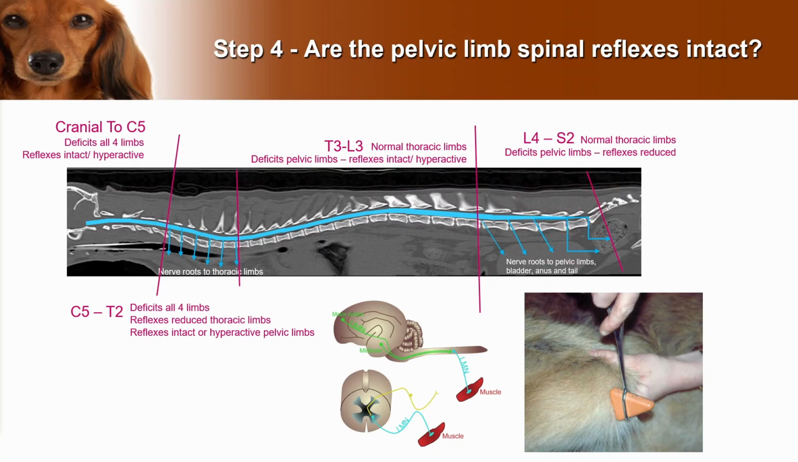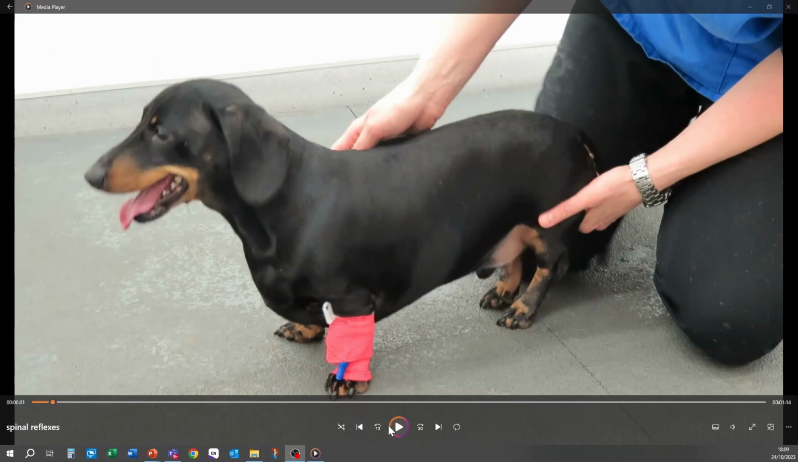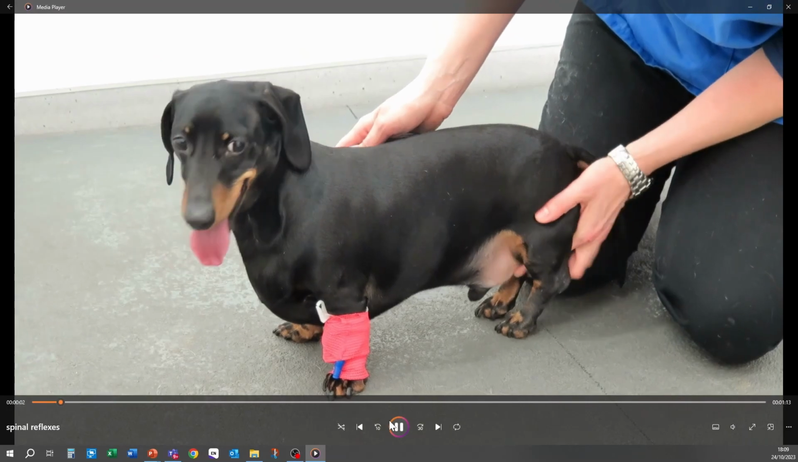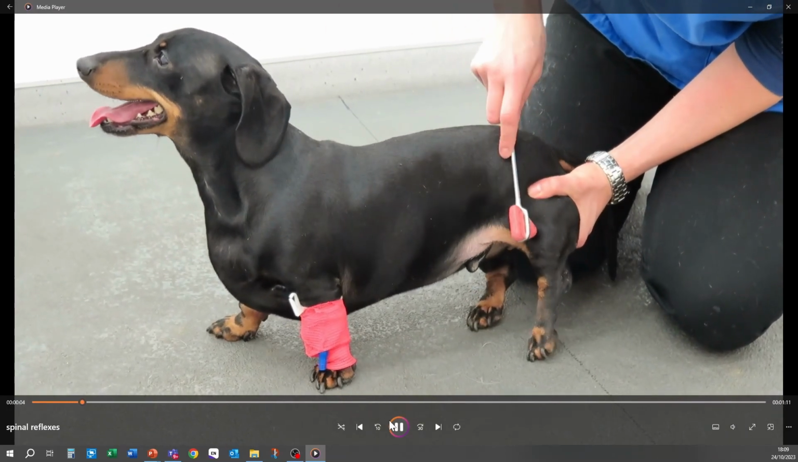Of course, we're just talking about thoracolumbar spinal cord lesions at the moment. We're not talking about the neck, and this is assuming that the thoracic limbs are all normal. So here we see assessing the spinal reflexes in action.